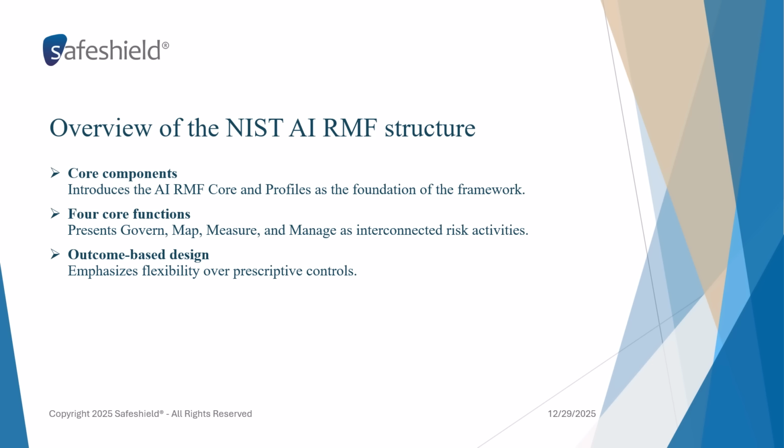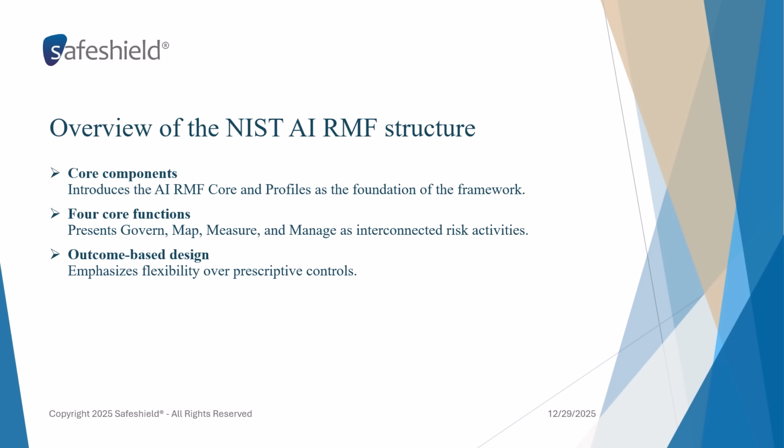The NIST AI Risk Management Framework is organized around two core components: the AI RMF core and the AI RMF profiles. The core defines a set of high-level functions, categories, and subcategories that describe desired outcomes for managing AI risks. Profiles allow organizations to tailor the core to specific contexts, use cases, or maturity levels.